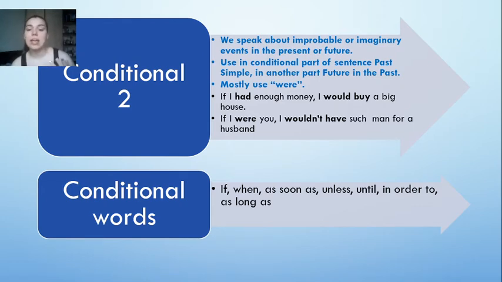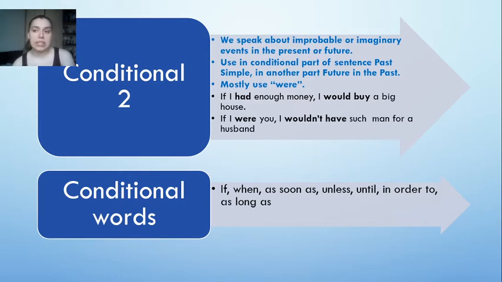So, for example, the general form of the second conditional. If I had money, if I had enough money, I would buy a big house. So, how can we translate? It's clear that you don't have money, yeah? It's impossible for you to buy a big house, but you want to. And if there is a miracle, and you really have such money, you can buy, and firstly what you will do is buy a big house. In Ukrainian we can translate it like: якби в мене було достатньо грошей, я б купив великий будинок.